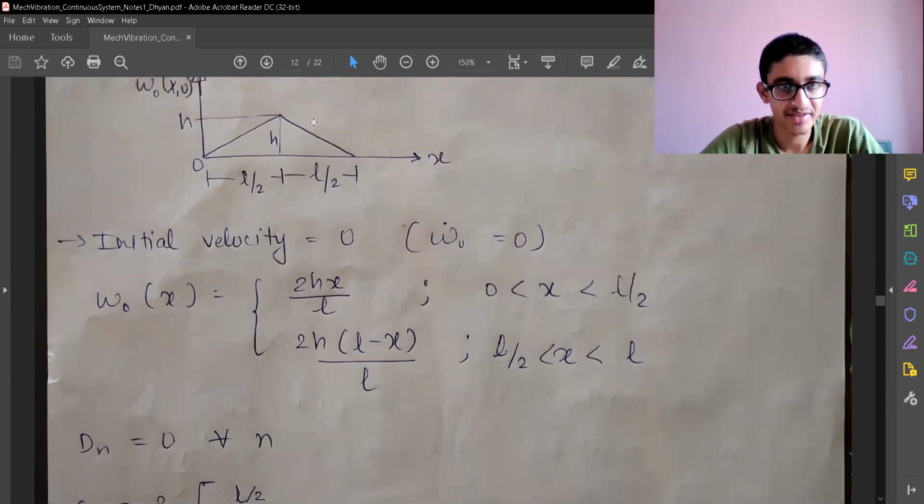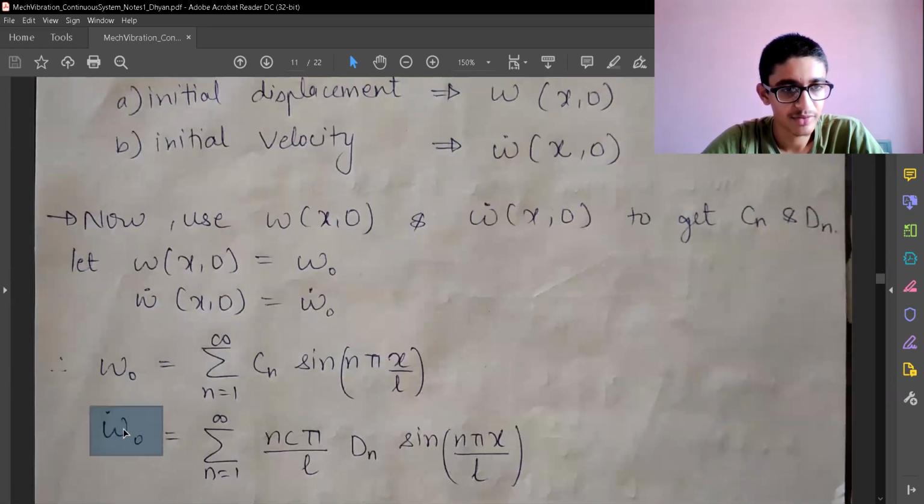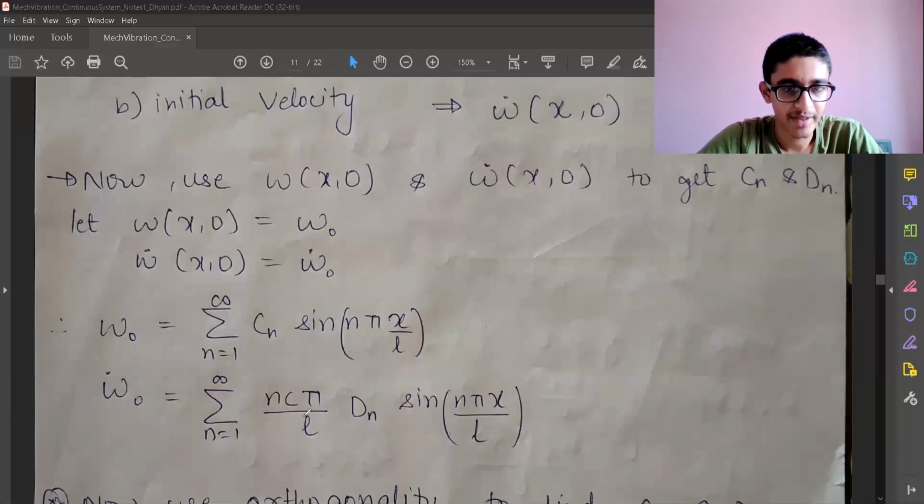Since the velocity is given as 0, this is a very good conclusion for us. This is always going to be 0. So whatever we are going to integrate or multiply it with to find the dn values, let me just write it for better clarity. These are going to be constants, so I can take them out. So what it will be, dn will be some multiplication because of this sine term and this n term, but it will be equated to L by C pi into integration of 0 to L.